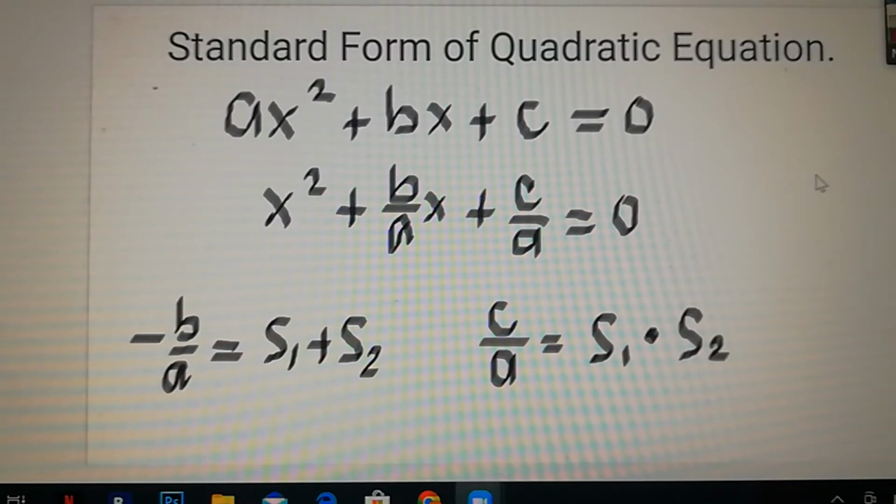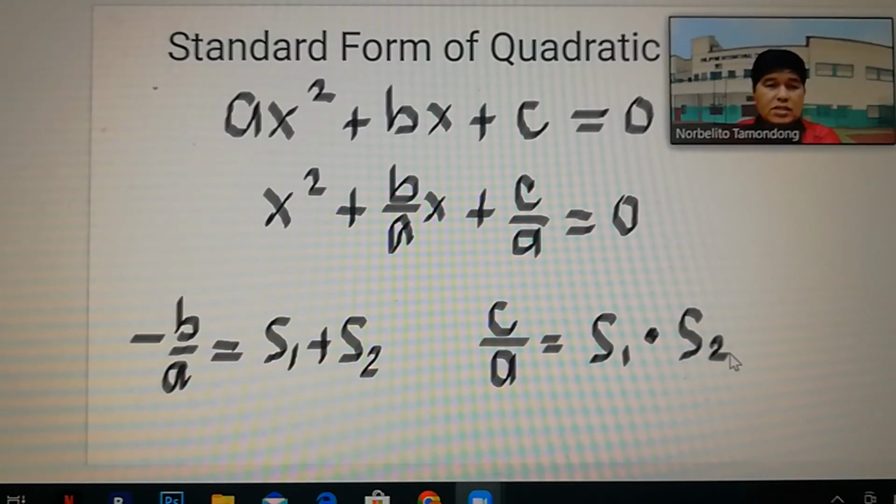The standard form of a quadratic equation is ax squared plus bx plus c equal to 0. This is equivalent to the equation x squared plus b over a x plus c over a equal to 0, that is, dividing all the terms of the standard form of the equation by the variable a.